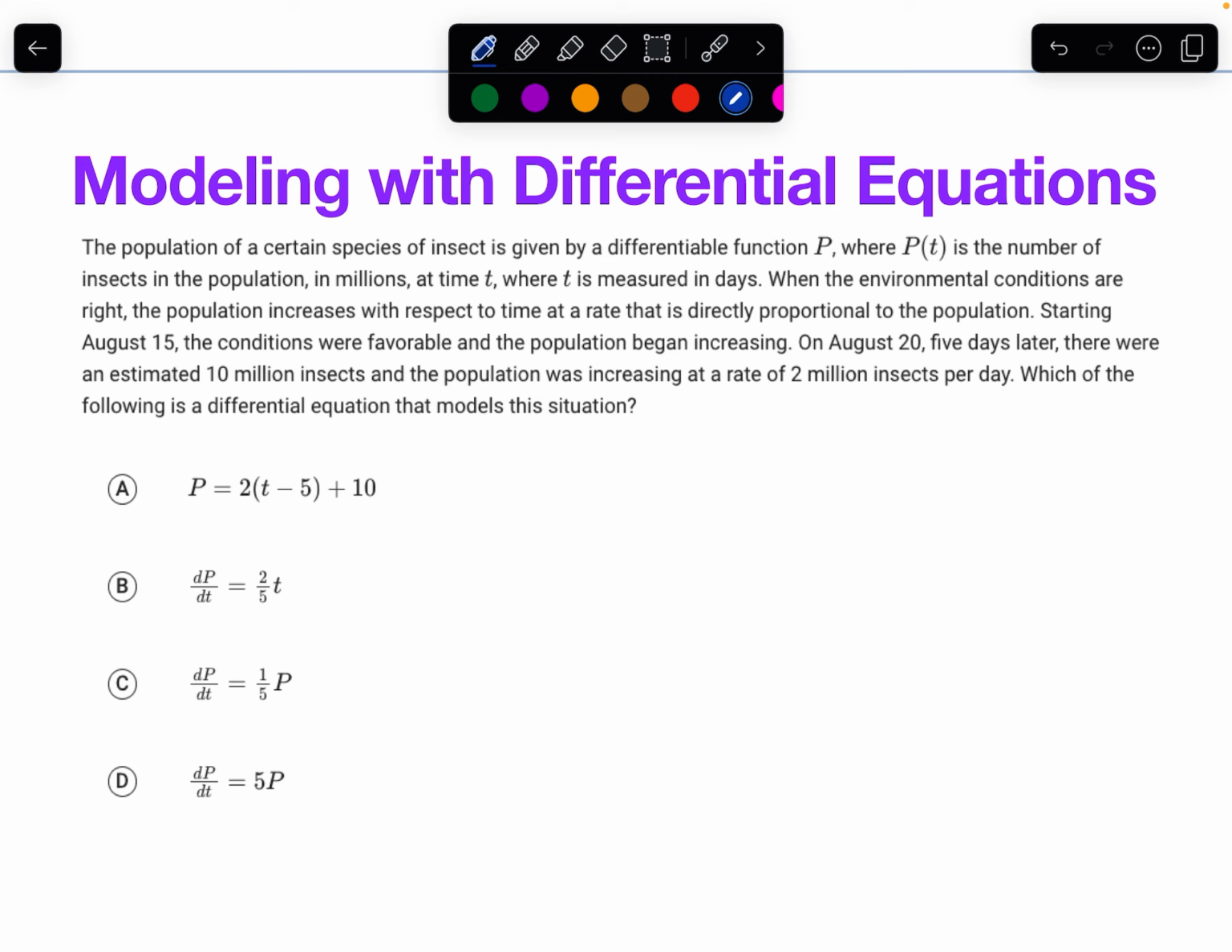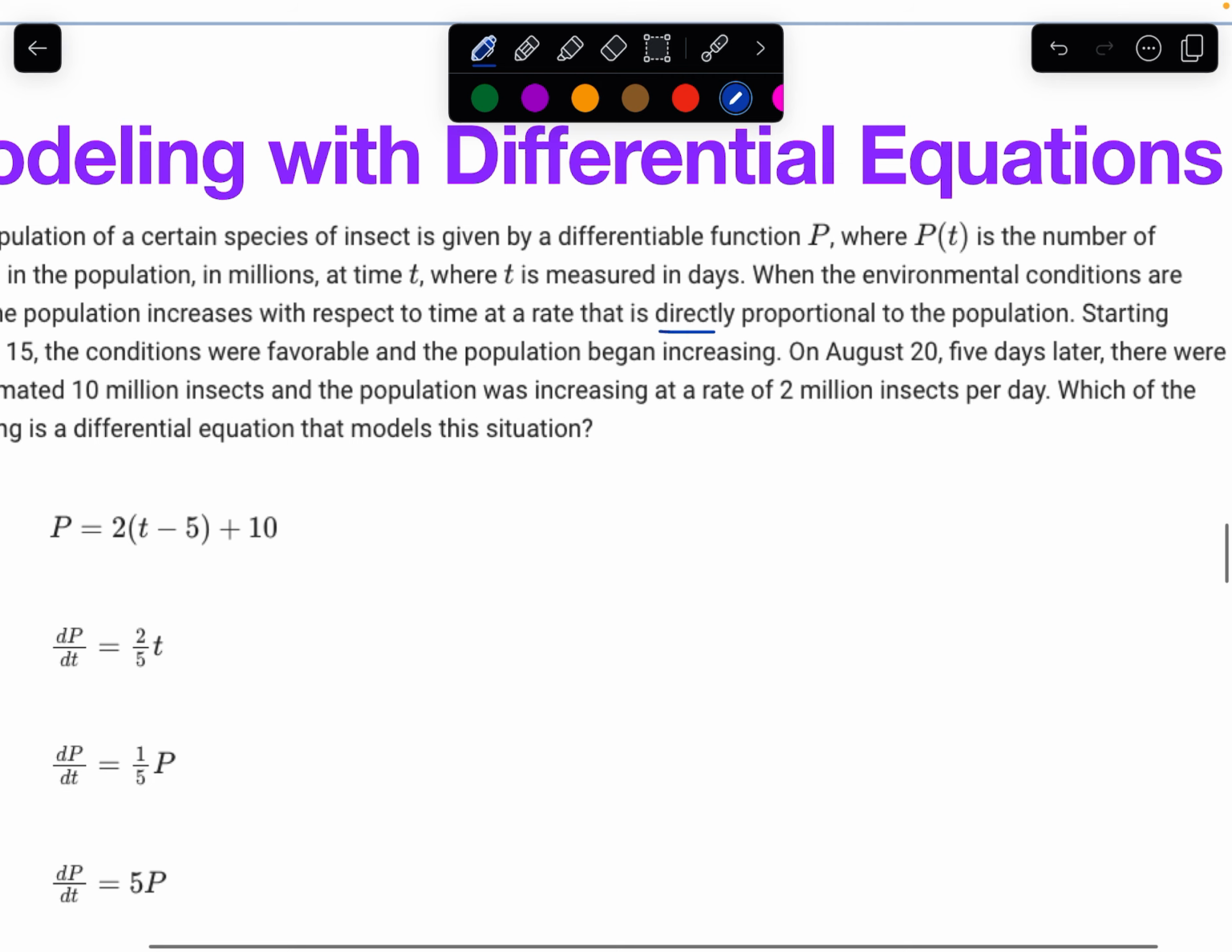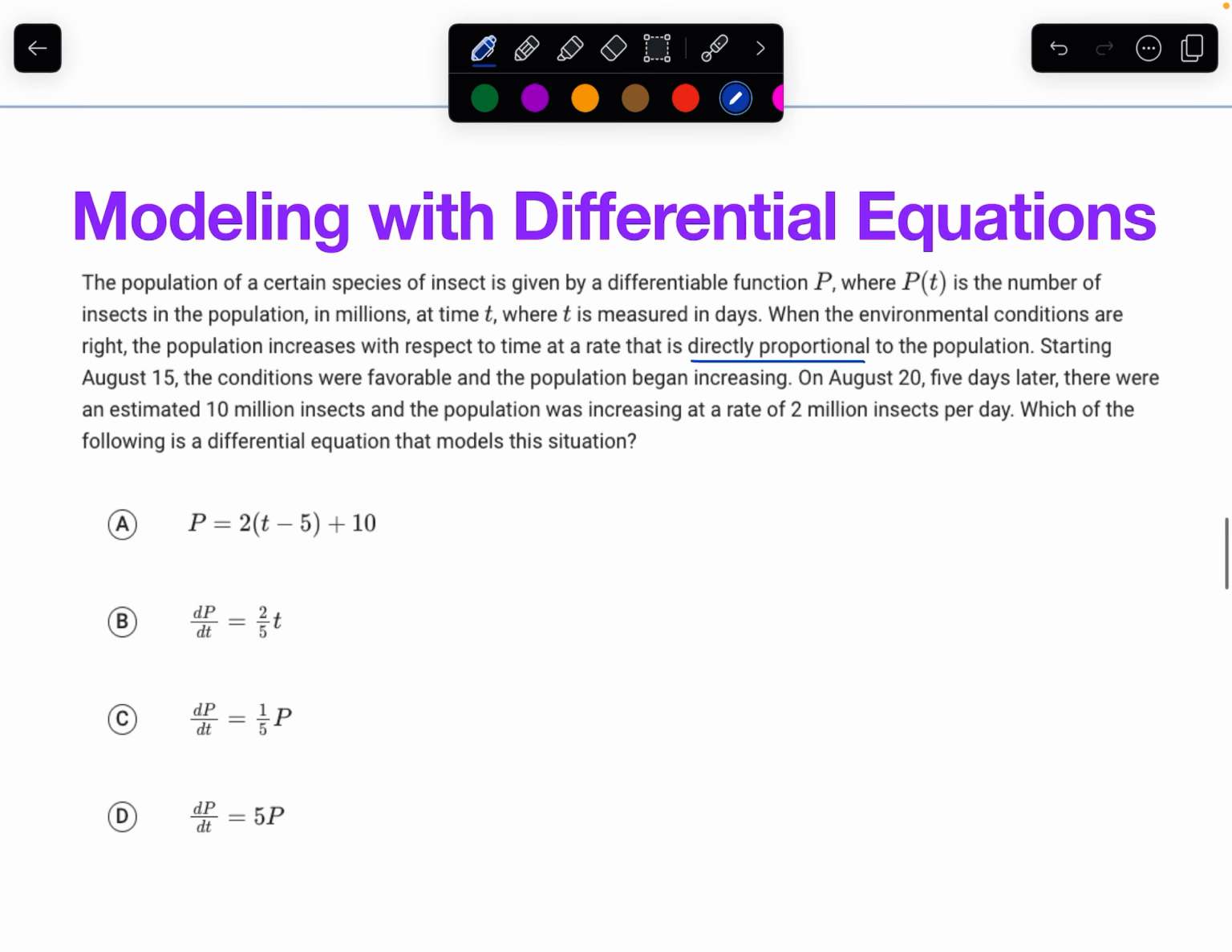This one says the population of a certain species of insect is given by a differentiable function p, where p of t is the number of insects in the population in millions, at time t, where t is measured in days. When the environmental conditions are right, the population increases with respect to time at a rate that is directly proportional to the population. Since we're here, I'm going to underline that. Starting August 15th, the conditions were favorable and the population began increasing. On August 20th, 5 days later, there were an estimated 10 million insects and the population was increasing at a rate of 2 million insects per day. Which of the following is a differential equation that models this situation?